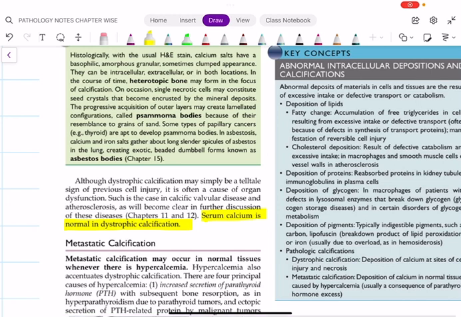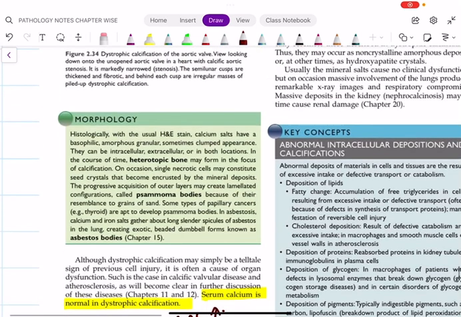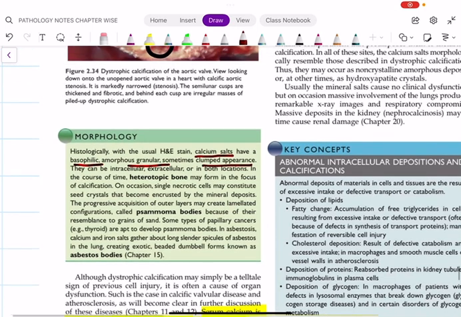This is a very, very important thing. Whereas in metastatic calcification, the calcium levels will be increased. That means whatever examples you know for hypercalcemia, you can write for metastatic calcification. Simple way. So in normal hematoxylin and eosin staining, the calcium salts will appear basophilic, amorphous, or sometimes with a clumped appearance.